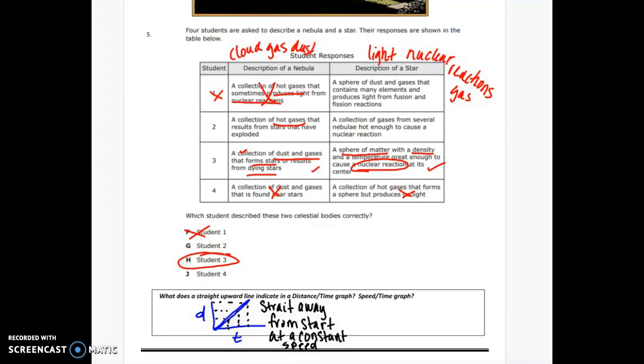A speed time graph, we'll do right over here. We've got speed versus time. A straight line there means that your speed is actually increasing. So let's say you're going 10 after 1 minute, then in the next minute you are now going 20. In the next minute you are now going 30. So your speed is increasing. That is also called positive acceleration.